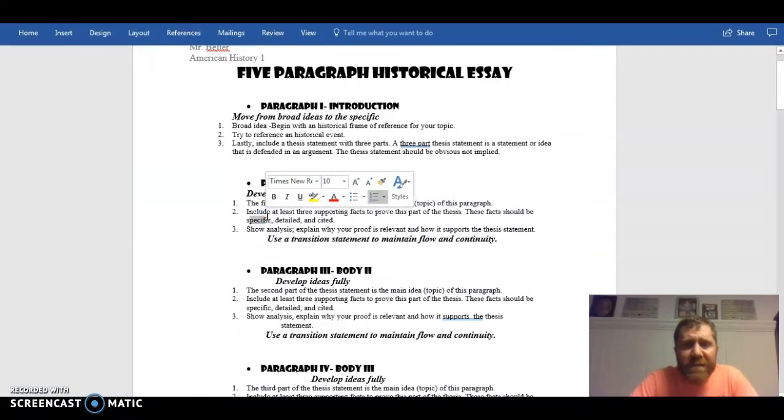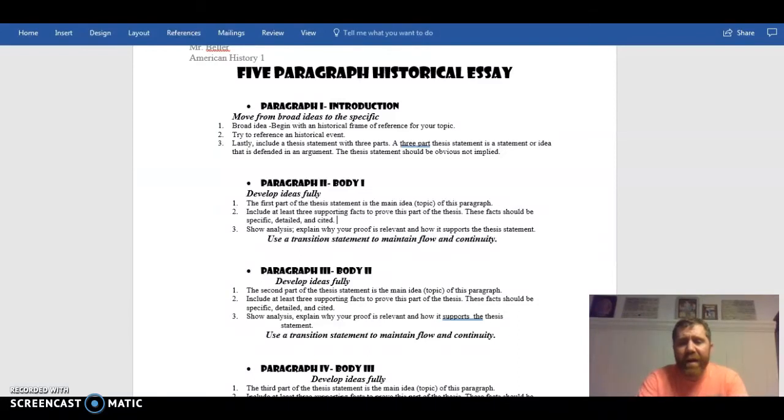All right, these facts should be specific, detailed, and cited. What I want for citations, or internal citations, we will work a little bit more with this as the year goes on. But for right now, let's just say that you got the fact about the Whiskey Rebellion from history.com. All right, so you just put after the information that you got from that source a parenthesis, history.com. All right. We'll work with a little bit more formal citations as it goes on.